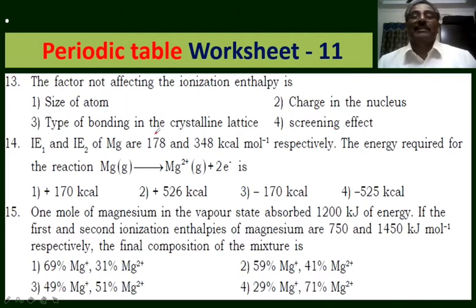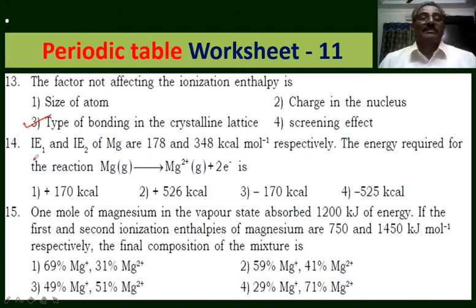Next, the type of bonding in the crystal lattice doesn't affect the ionization energy. Ionization energy is a phenomenon of an isolated atom. So the type of bonding in the crystal lattice is not related to, and doesn't affect, the ionization energy. So the third option is the right option.